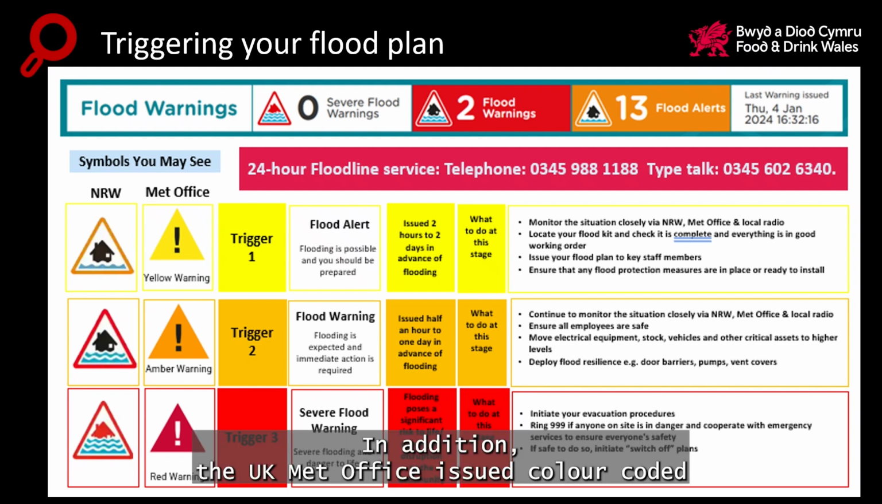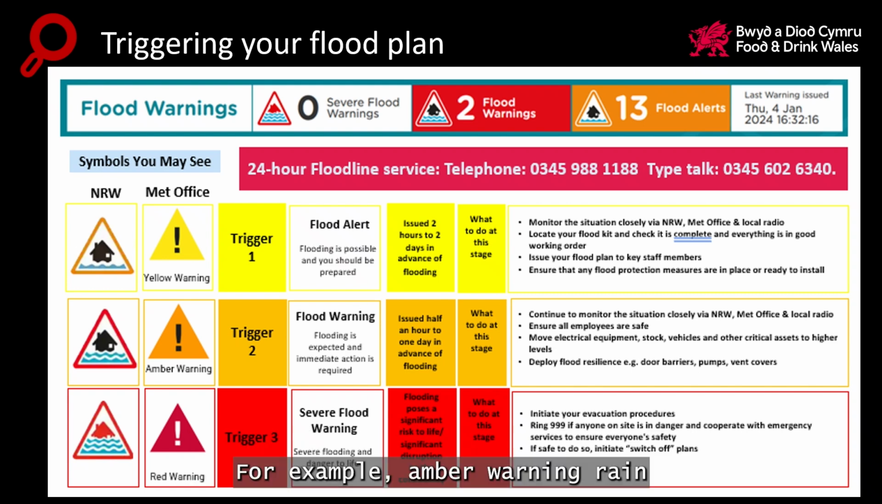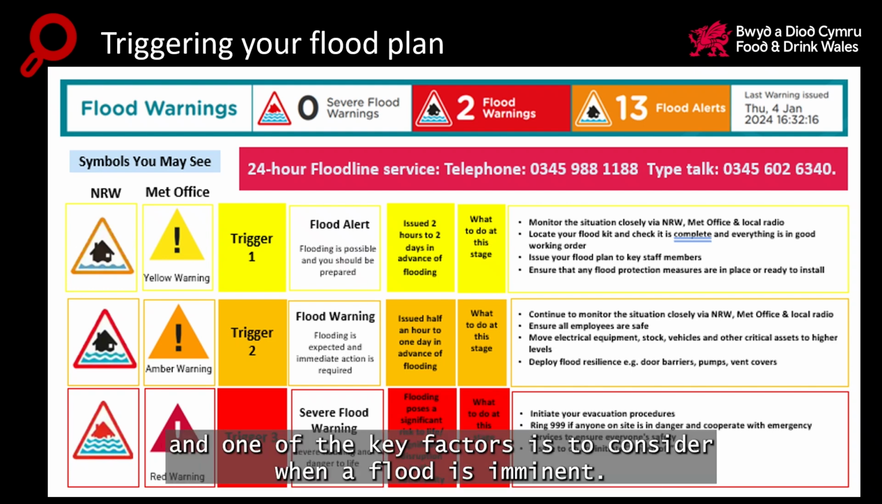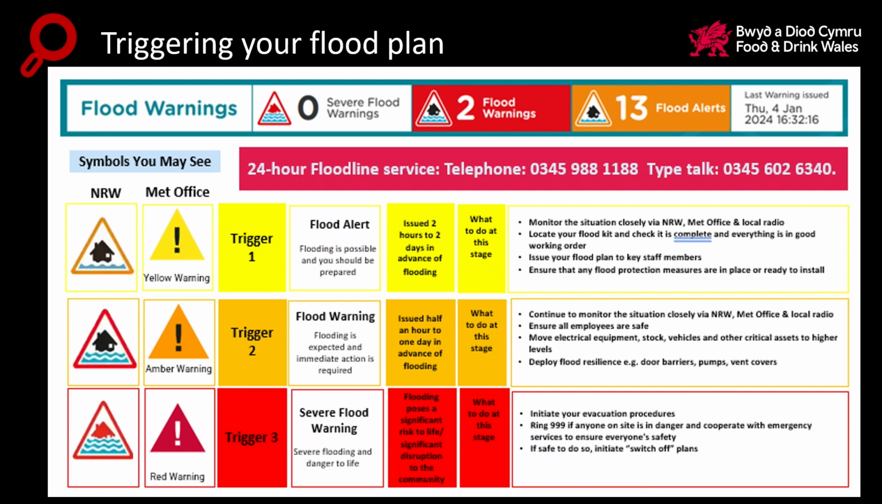In addition, the UK Met Office issue colour-coded warnings which may refer to expected weather conditions. For example, amber warning rain or red warning snow. You will need to decide at what point you trigger your flood plan, and one of the key factors is to consider when a flood is imminent, what assets you need to try to protect.